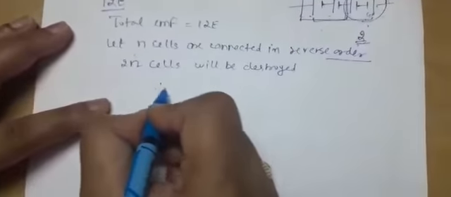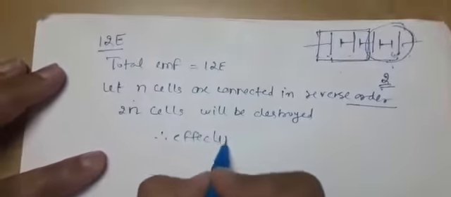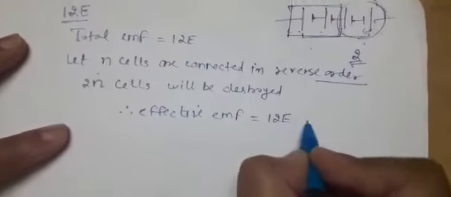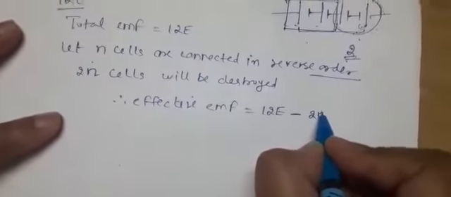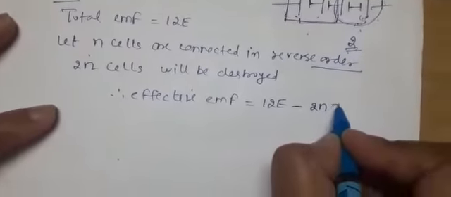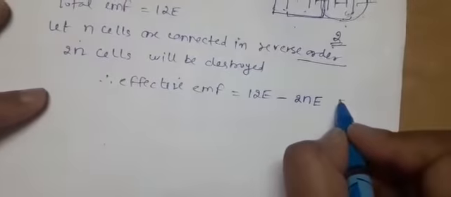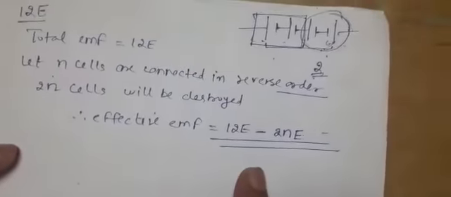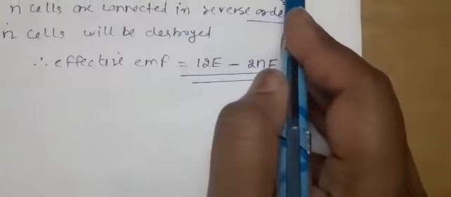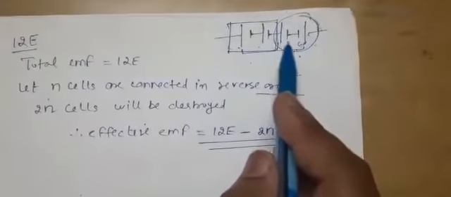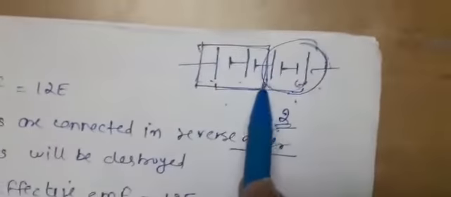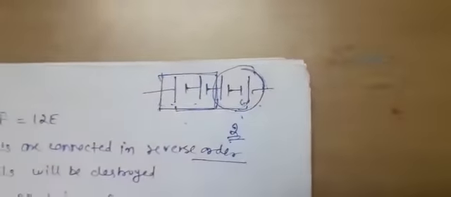So correspondingly, the effective EMF of the combination is 12E minus 2N E, because each cell has EMF E, so 2N E will be taken off as the effective EMF. This is the main point. It should be clear in your mind. If one cell is wrongly connected, you can take that 2 cells will not operate. When N cells are wrongly connected, then 2N cells will not operate. So that's why we have subtracted 2N E.